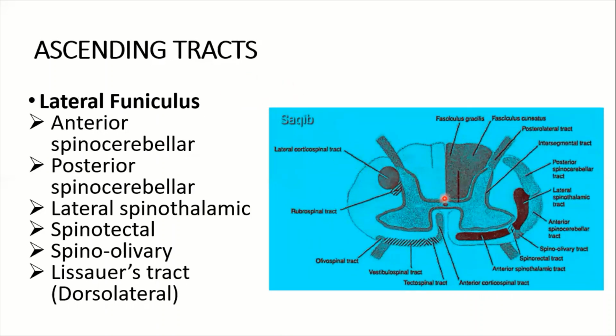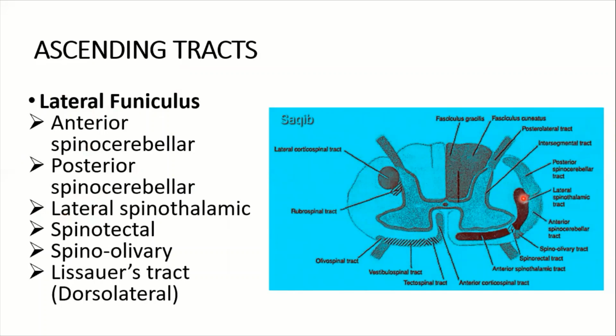Similarly, now the ascending tracts in the lateral funiculus. These are the anterior and posterior spinocerebellar tracts. Here they are: this is the anterior spinocerebellar, and this is the posterior spinocerebellar tract. Obviously, they go from the spinal cord to the cerebellum. Most of these tracts traverse your brain stem. And again in the lateral funiculus, the other ascending tracts include the lateral spinothalamic tract.